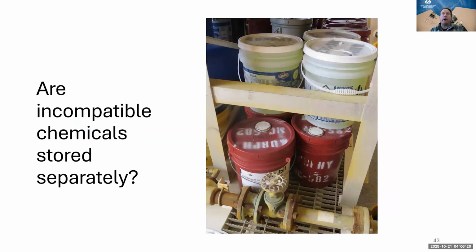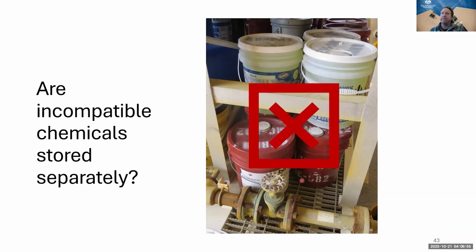We also want to ask, are your incompatible chemicals stored separately? Here we have our bleach solution, our sodium hypochlorite, and it's stored right on top of this oil. This is some machine oil that's stored in these red containers. Again, we have an oxidizer stored on top of an organic. If we had a leak, a perfect storm type situation where this leaks into that, it could cause a fire. It could cause chlorine gas to go out into the atmosphere. This is something we don't want to see.